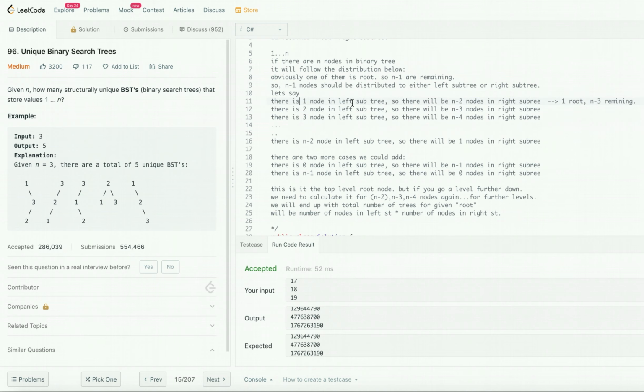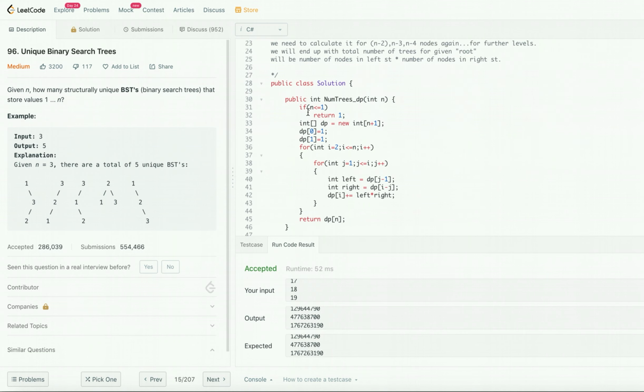So, there is one node on the left and n minus 2 nodes on the right; there are 2 nodes on the left and n minus 3 nodes on the right. This is a similar thing that we are going to use. So, let us go and look at that.